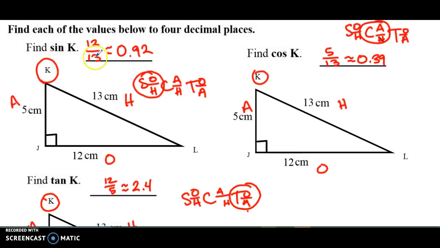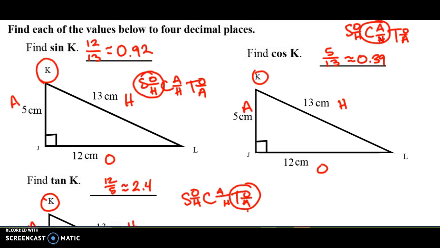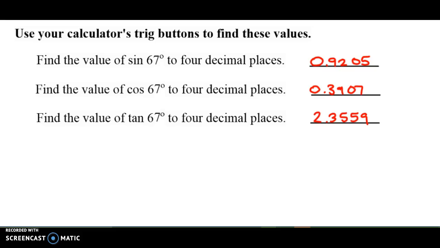We had sine of K was 0.92. When we put sine of 67 degrees in our calculator, we got 0.9205. That's pretty close. If we look back at what we did for cosine and tangent, you'll notice that again, those numbers are pretty close. Tangent, when we had our ratio, we had 2.4. If I were to round this to the nearest tenth, I'd get 2.4.